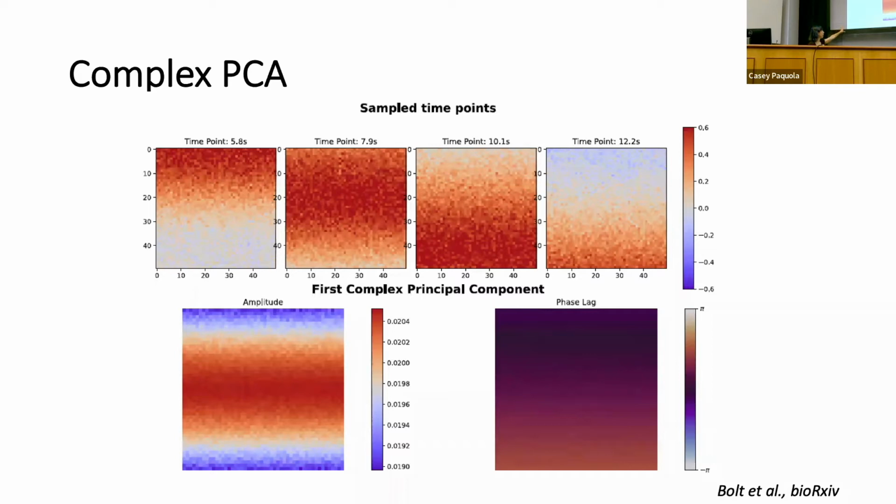Here, the amplitude is strongest in the center, but then you also get a phase map that tells you where that amplitude is when. So the phase is earlier for the top of the image and later for the bottom. So we get the shape of the wave and how it moves across, in this case, the field of view, but in our case, the brain.